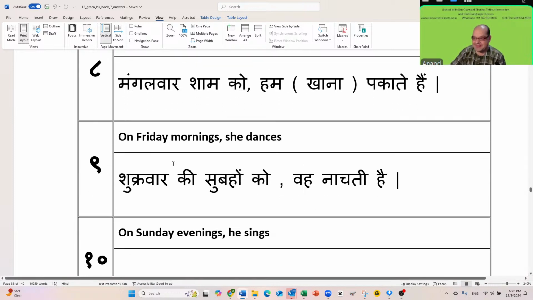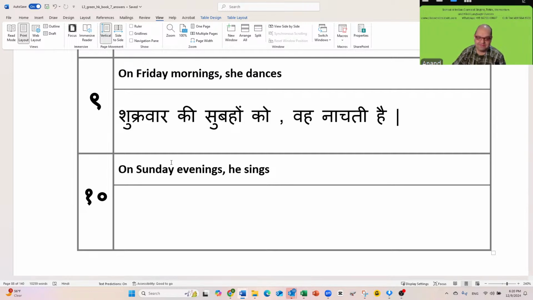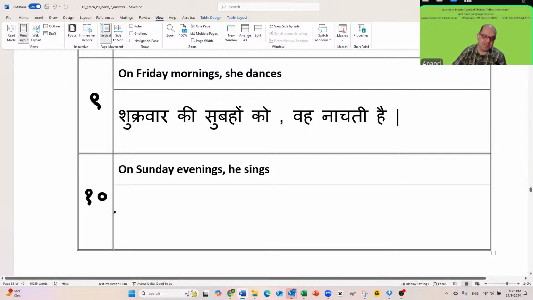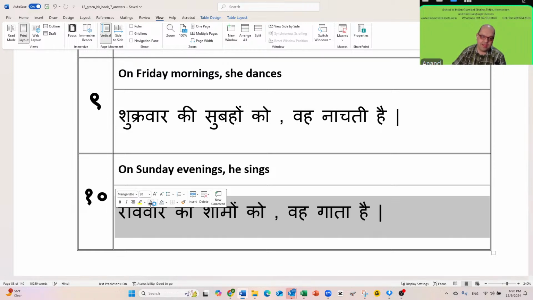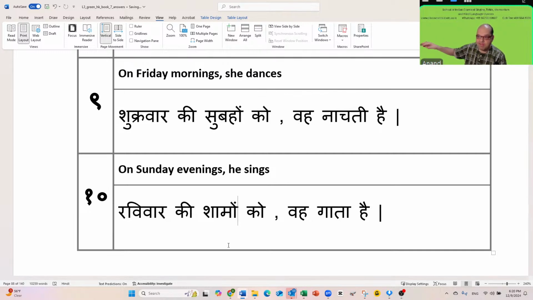Okay, next sentence. Let's have Ishan do it. On Sunday evenings, he sings. रविवार की शामों को वो गाता है. Very good. Okay, so now you all should be getting a hang of these ta form sentences. You all see, all of them are following the same format. We are saying one day of the week, some regularity every week, every Friday, every Sunday, or whatever day of the week, somebody does something, right?